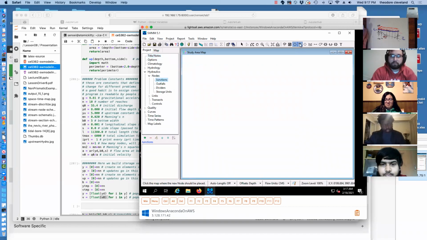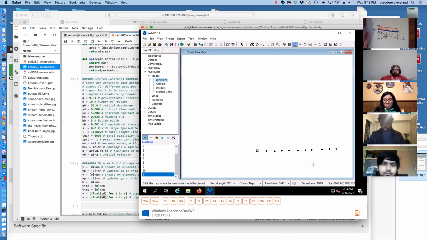And we have 10 reaches. Actually, let me start from the downstream end. So there's our downstream one. That's position 0. That's position 10 in our model. So 9, 8, 7, 6, 5, 4, 3, 2, 1, 0. And I just drew those there. Their relationship to each other is just graphical. It's not that they're different distances apart.